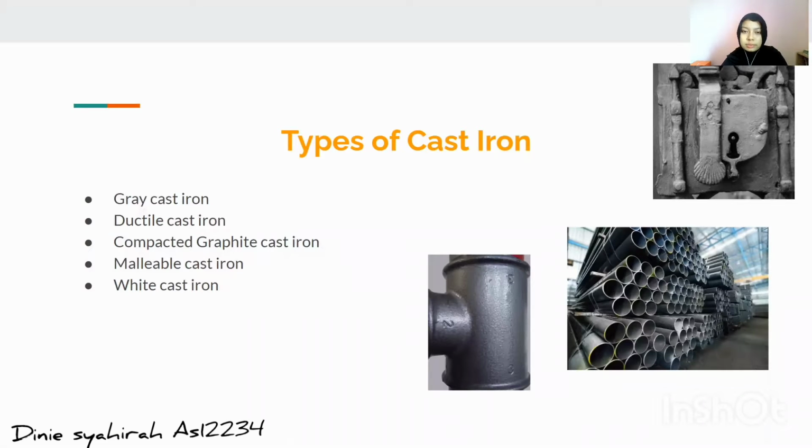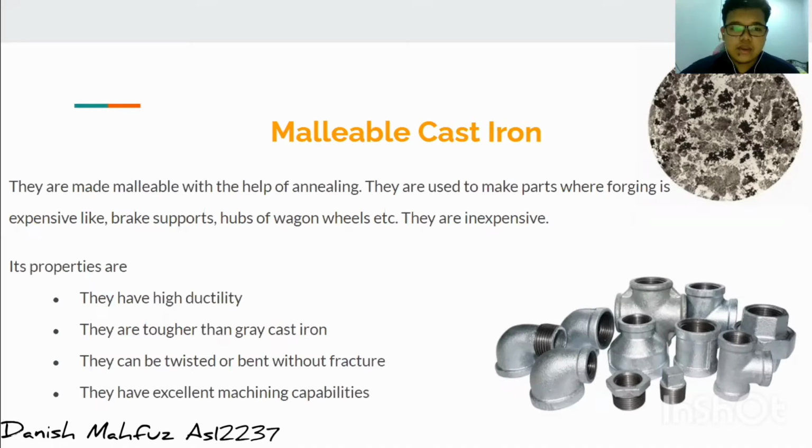So these are the types of cast iron. The first one is gray cast iron. The second one is ductile cast iron. The third one is compacted graphite cast iron. The fourth one is malleable cast iron. And finally, white cast iron. Now I want to present about malleable cast iron.